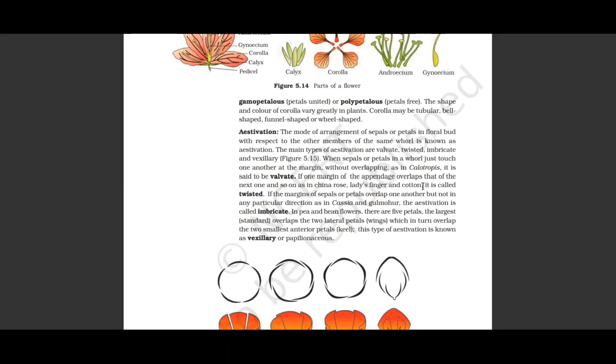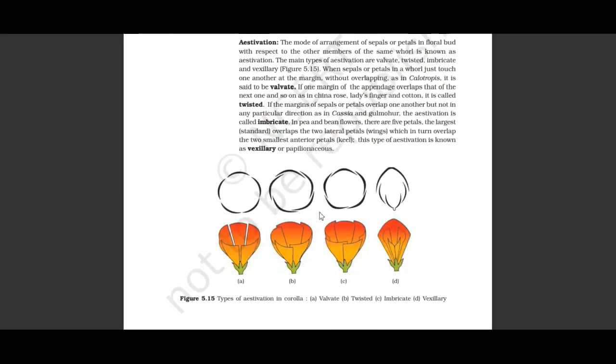If one margin of the appendage overlaps that of the next one, and so on, as in China rose, lady's finger, cotton, it is called twisted. If the margins of the sepals or petals overlap one another but not in any particular direction, as in cassia and gulmohar, the aestivation is called imbricate. In pea and bean flowers, there are 5 petals. The largest standard overlaps the 2 lateral petal wings, which in turn overlap the 2 smallest anterior petals, the keel petals. This type of aestivation is known as vexillary or papilionaceous.